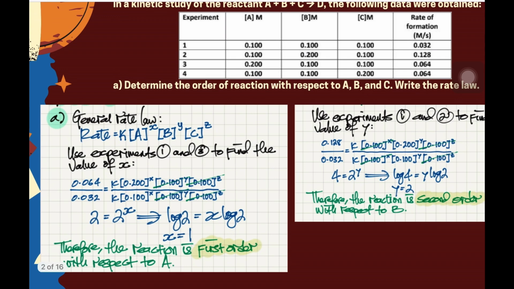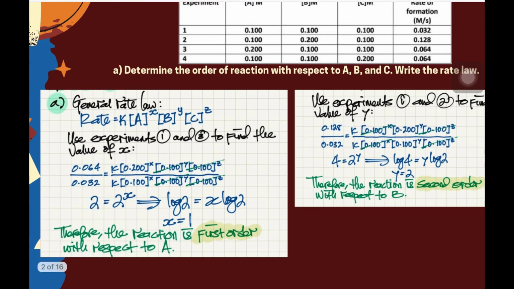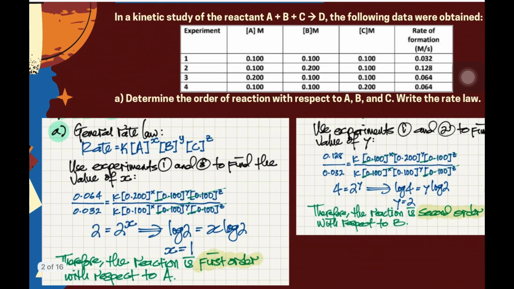So macam biasa, first of all kamu kena generate the rate law dulu, express the rate law for each of the reactants. Okay, kena letak order, and kita akan compare. The tips here is kamu kena cari mana yang repetitive, mana yang berulang.